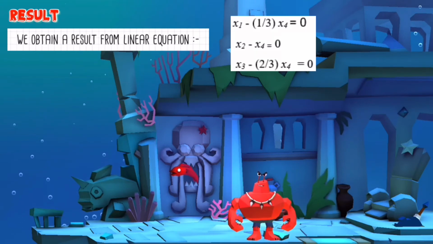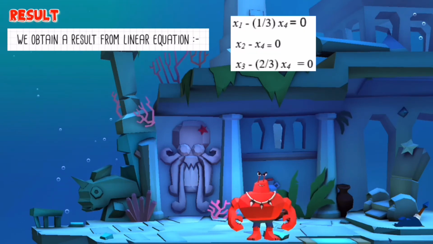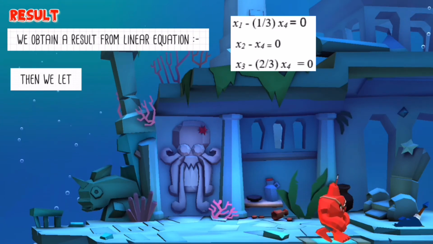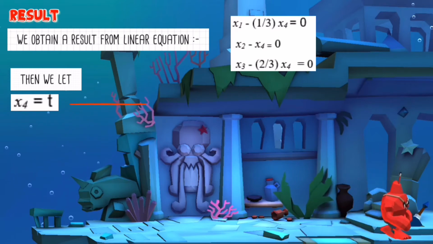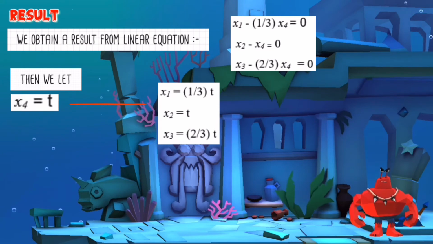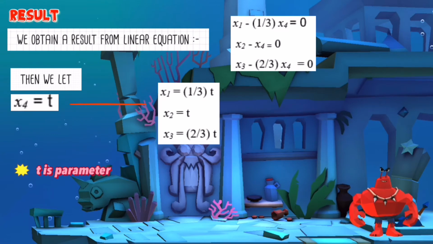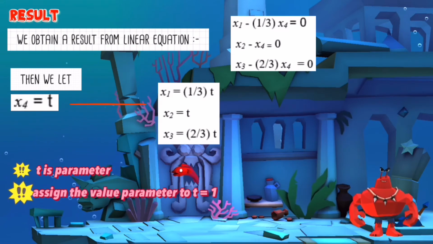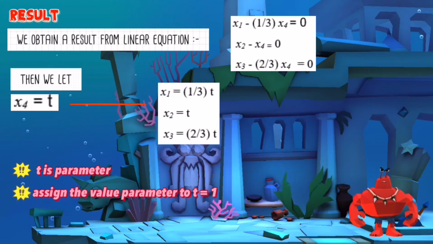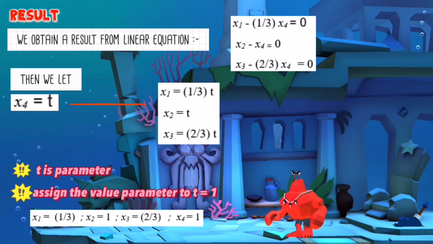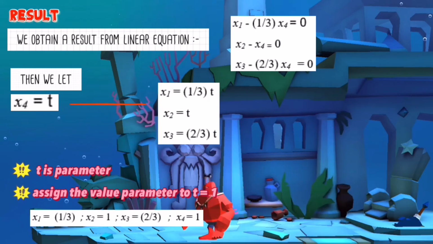After we calculate in methodology, we obtain a result from the linear equations, which is x1 minus 1/3 x4 equal to 0, x2 minus x4 equal to 0, and x3 minus 2/3 x4 equal to 0. Then we let x4 be t, and we get x1 equal to 1/3 t, x2 equal to t, and x3 equal to 2/3 t. We note that t is a parameter, then we assign a value to the parameter, such as t equal to 1, and we obtain a specific solution, which is x1 equal to 1/3, x2 equal to 1, x3 equal to 2/3, and x4 equal to 1.